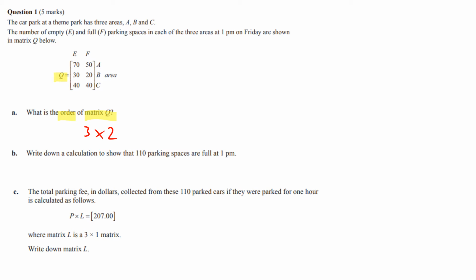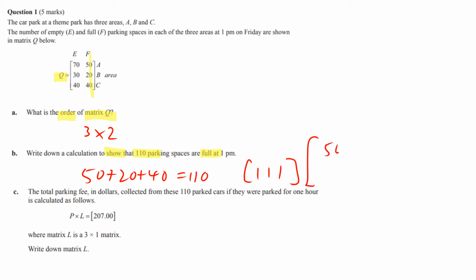Next one is write down a calculation to show that 110 packet spaces are full. So if you look at the full column, you're just summing those. So it is 50 plus 20 plus 40, which equals 110. And you could have done it with matrices, which is 1, 1, 1, a summing matrix times 50, 20, 40, like that. Probably a bit neater, though it might be nice. There we go. But you didn't need to do that. You could just have done 50 plus 20 plus 40 to show that it equals 110.